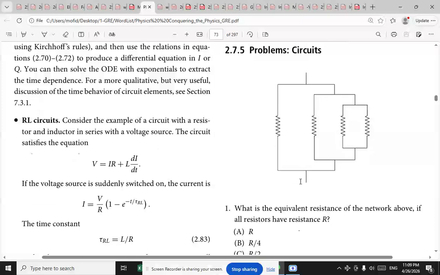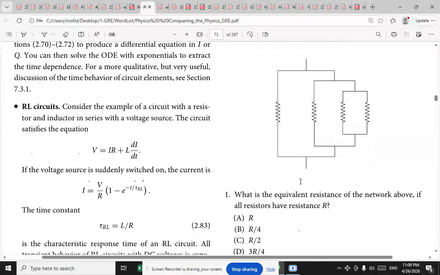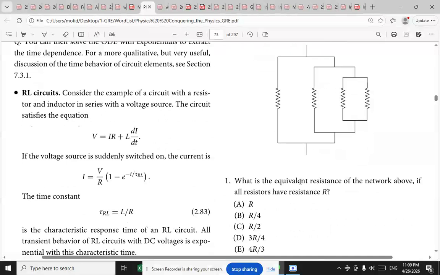I will go through the RL circuit. Consider the example of a circuit with a resistor and inductor in series with a voltage source. The circuit satisfies the equation V is equal to IR plus L times dI/dt. If the voltage source is suddenly switched on, the current is I is equal to V divided by R multiplied by 1 minus e to the power of minus t divided by tau_RL.